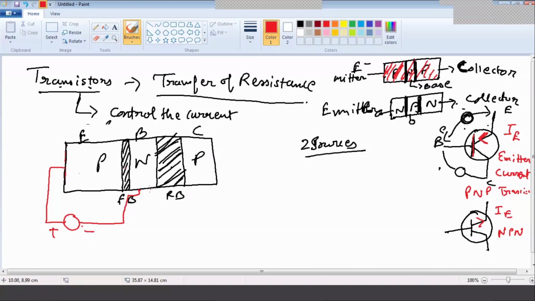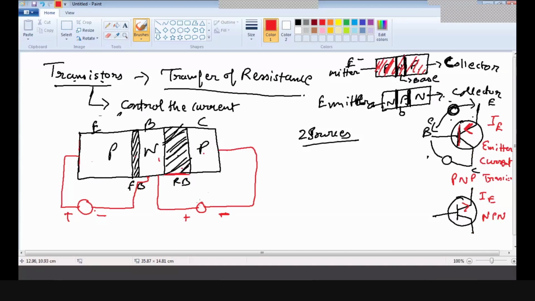Okay, now here one more battery will be connected. Now you can see this junction we need to reverse bias. So this N type will be connected to positive and this P type will be connected to negative. That is, the base is connected to positive and the collector is connected to negative. Then only we can say this is a reverse biased junction, right? Understood, students? Okay.